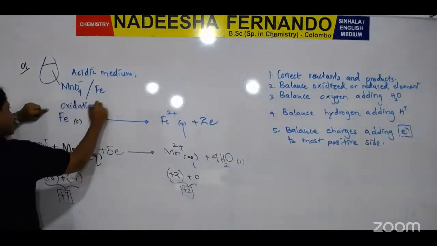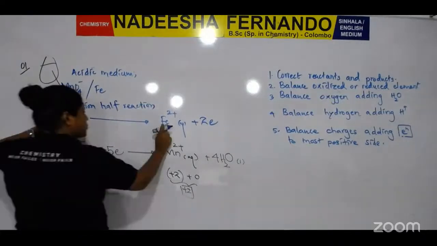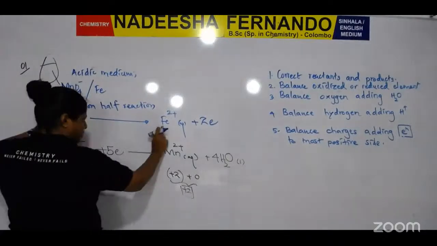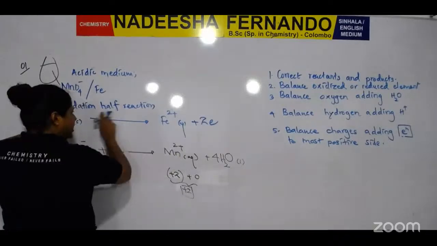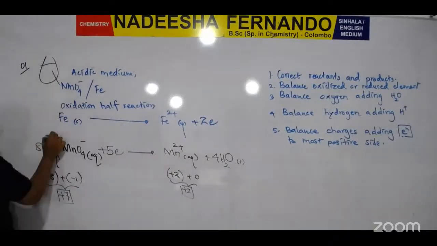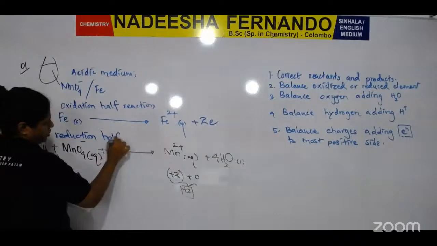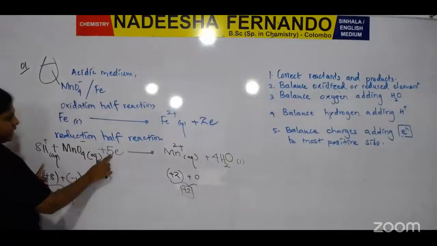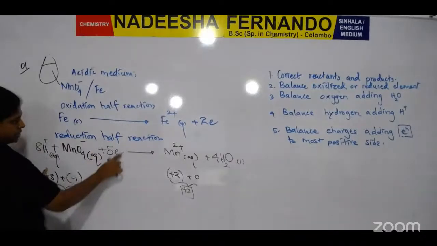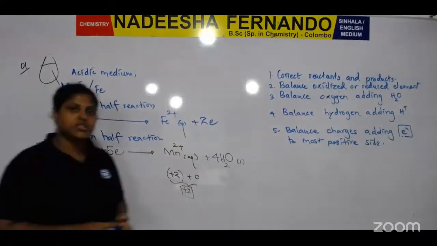Oxidation half reaction. Why do we call it oxidation? Because Fe goes to Fe2 plus, increasing positivity, or removing electrons. Because of the electrons in the product side, that is a half reaction. This one is the reduction reaction. Reduction half reaction. Why do we call this one reduction? Because of electron gaining. It is a half reaction because of the electrons in the reactant side. So these two are the reduction and oxidation half reactions.